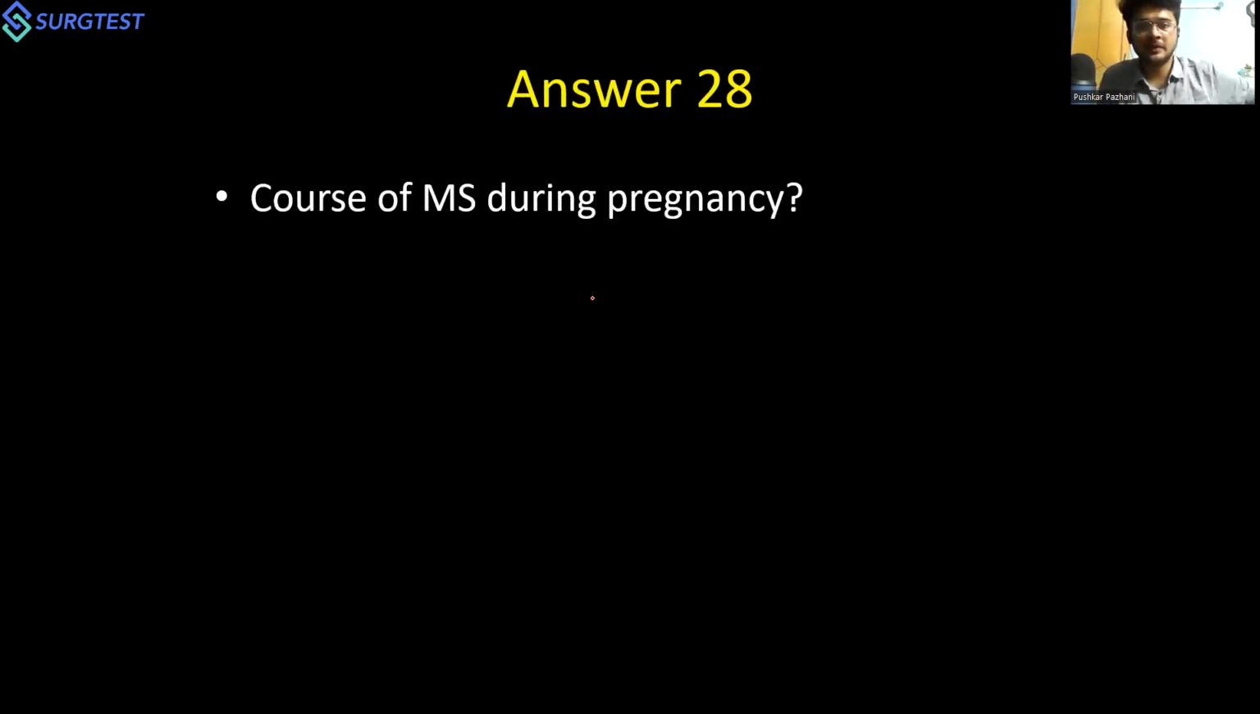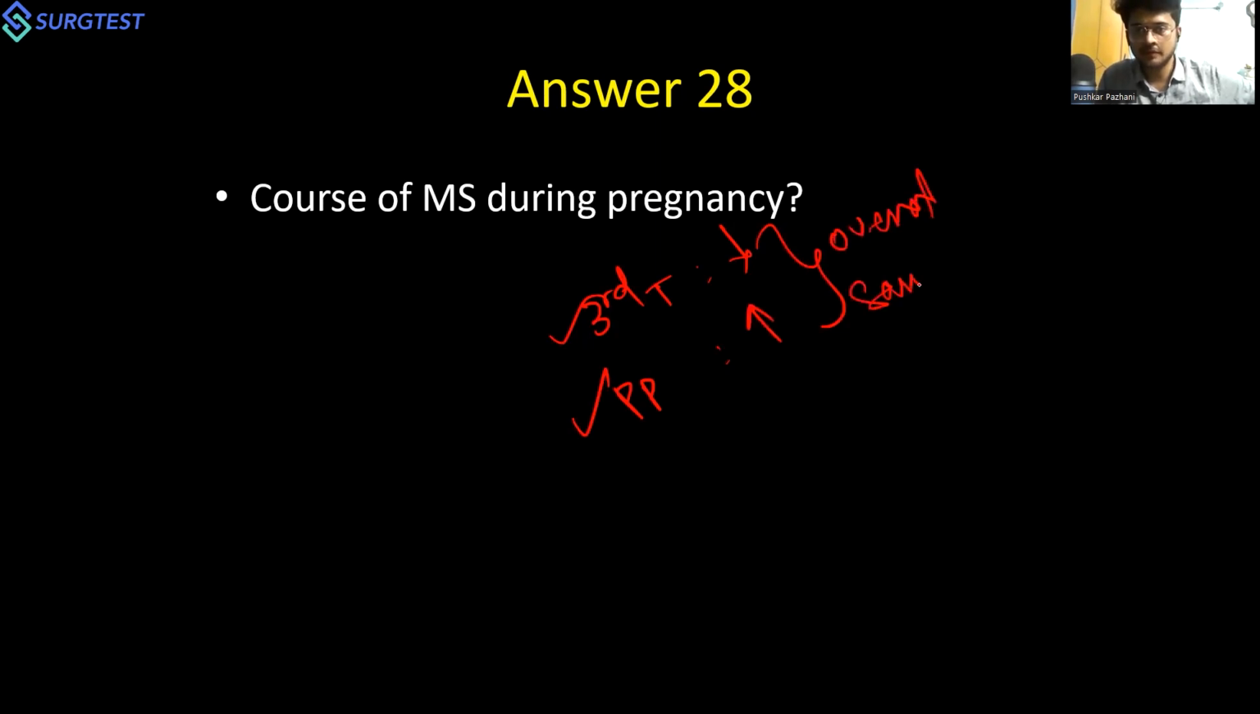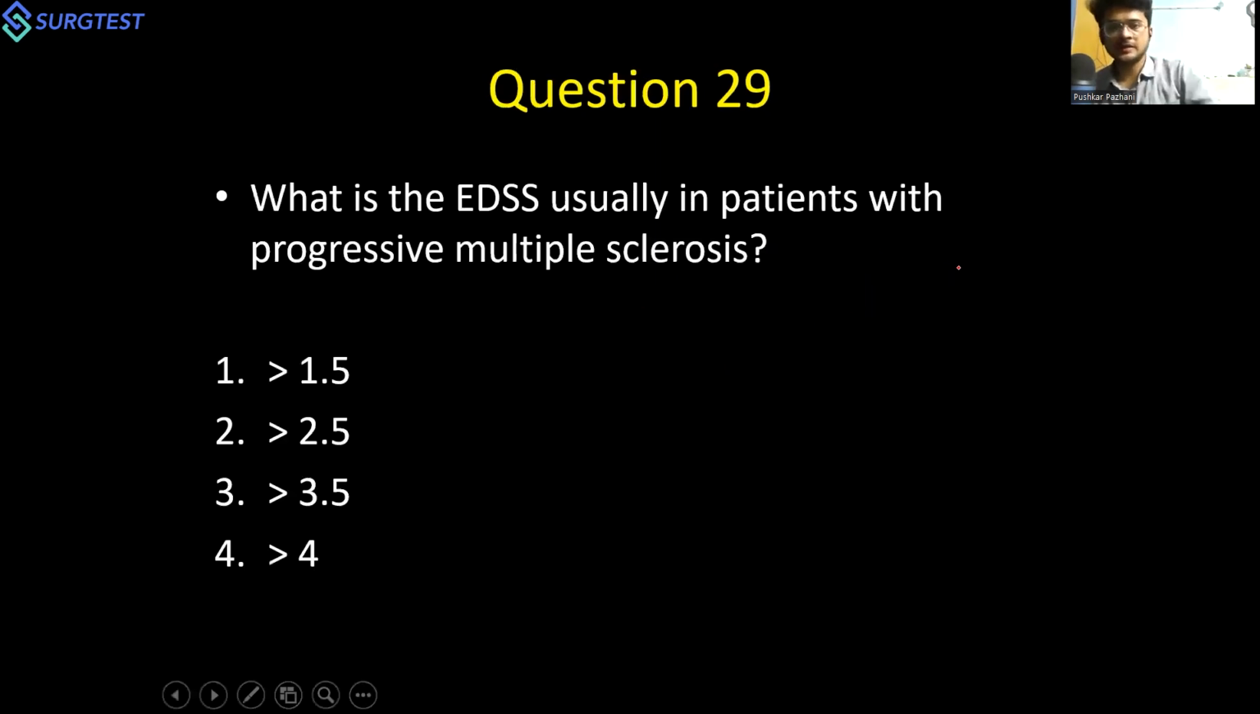So course of MS in pregnancy: third trimester, more attacks. Postpartum, sorry, my bad, mistake. Third trimester, there are less attacks. Postpartum period, there are more attacks. But overall, it's the same. All right, so we'll go to the next MCQ.